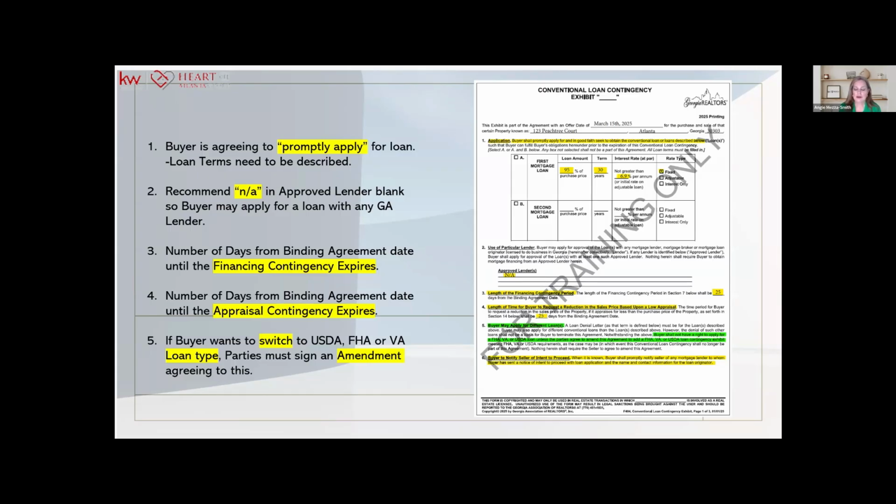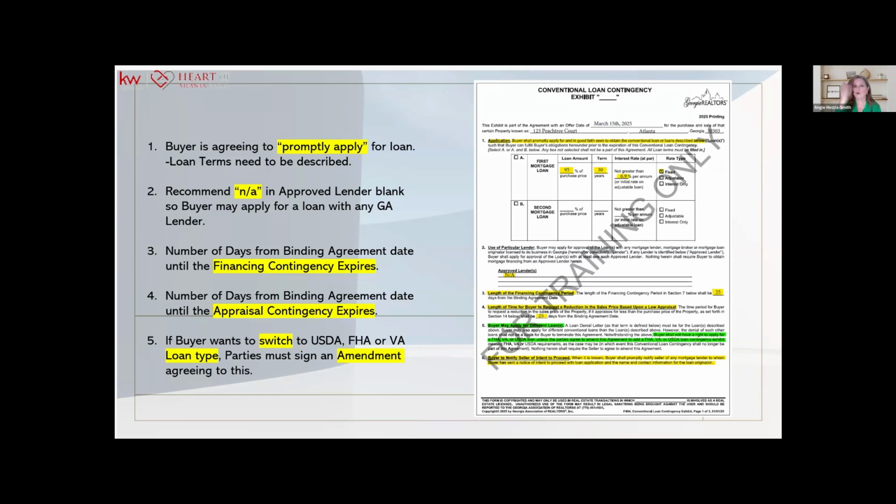So if you get pushback on that and the seller counters and wants you to put an approved lender, then my advice is that you put several choices: the top choices the buyer might want to go with, choice A, choice B, choice C, choice D. Explain unapologetically to the other agent why you're putting multiple choices.